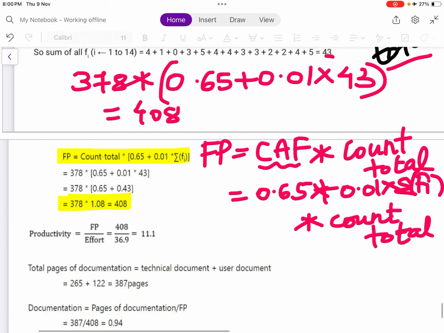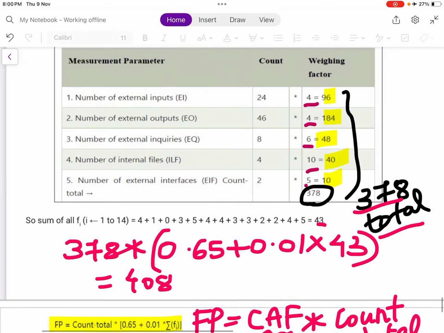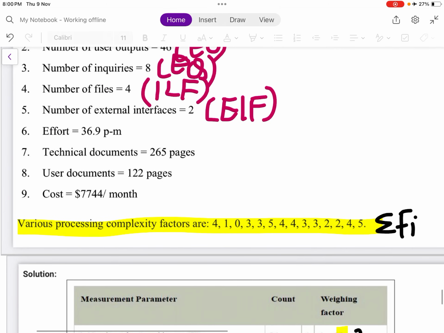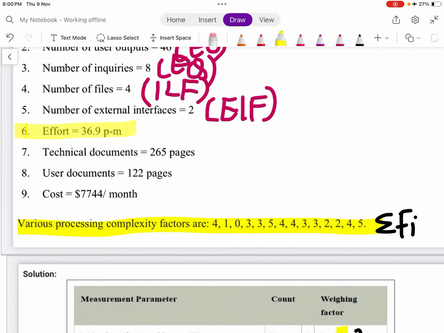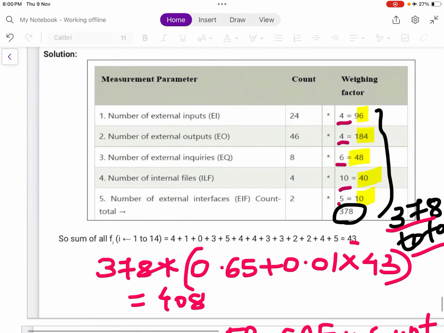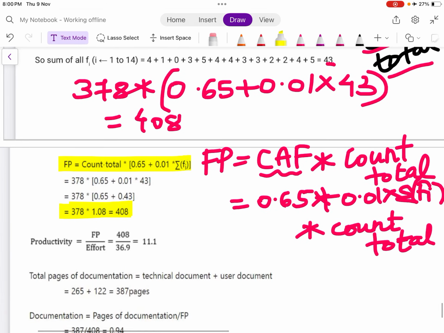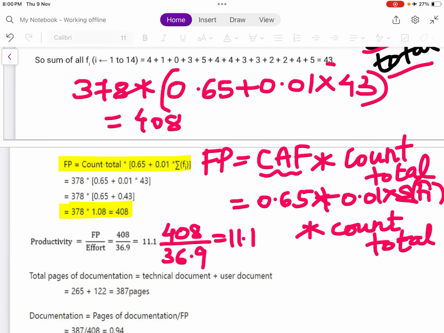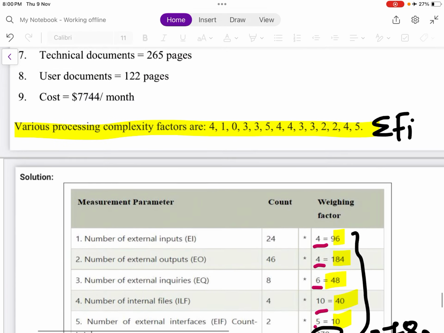The productivity formula is FP, that is function point, upon the effort. Effort is given to you in the question. Effort is given as 36.9. We got the function point as 408. So we do 408 divided by 36.9. We get the productivity as 11.1.